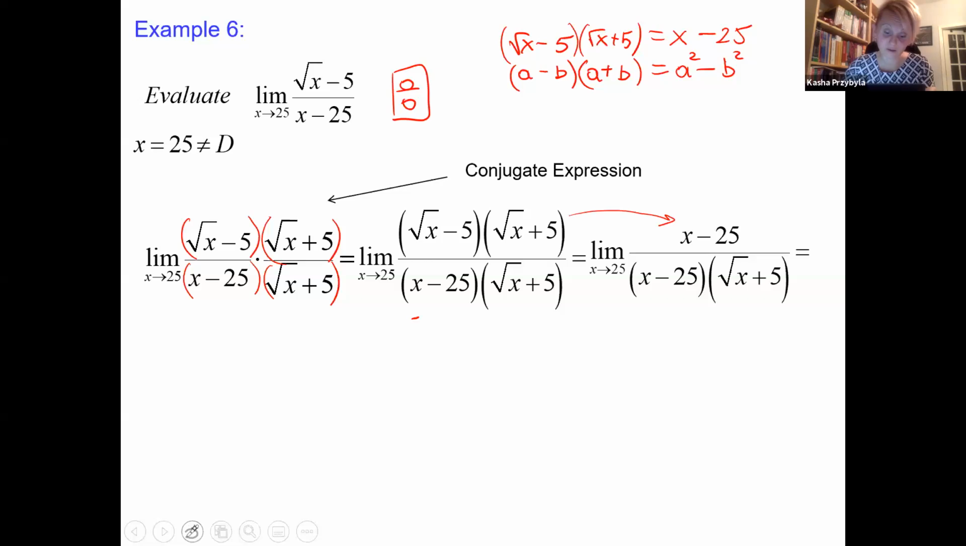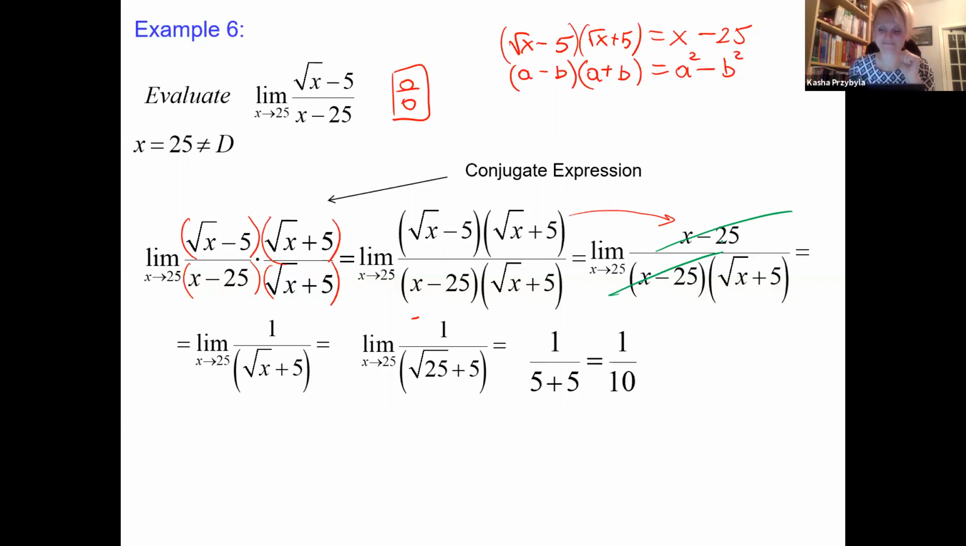Okay, and of course, do you know the final answer? That's my 0. I found the common factor. The 0 is gone. And the answer is, who can tell me? 1/10. Excellent. That's how we will handle the square root expression.